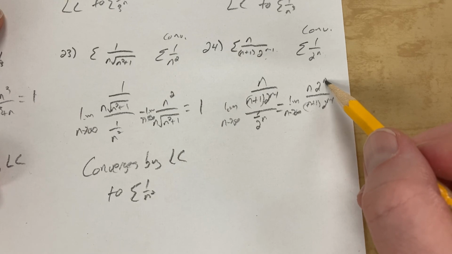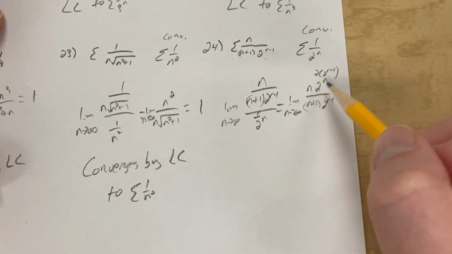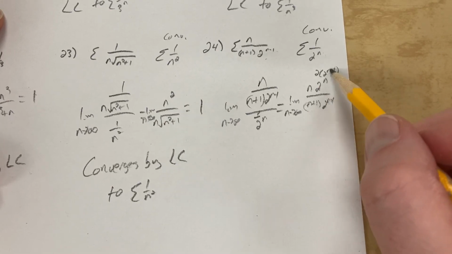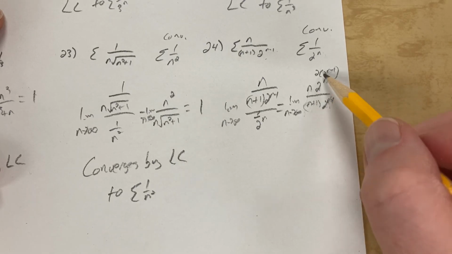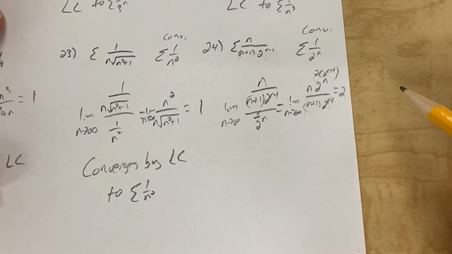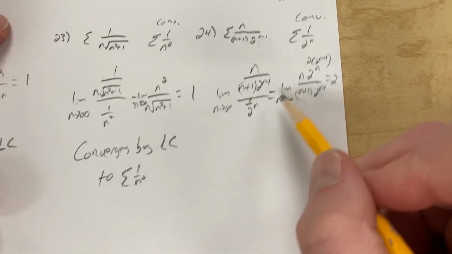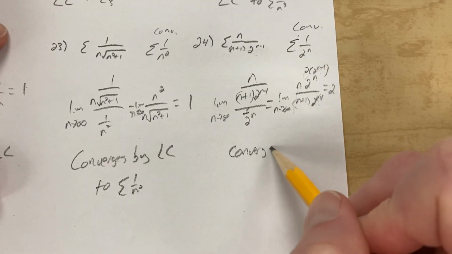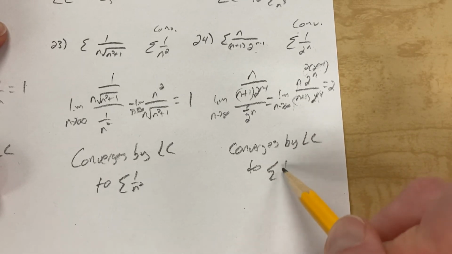This 2 to the n is really 2 times 2 to the n minus 1. If you pull a 2 out of there to get the exponents to match up, then those are going to kind of cancel out. And so these are going to neutralize. The only thing that you'd have left then would be a 2. Now, we got a number not 0 or infinity, so they're going to agree. Since this converges, so does ours. Converges by limit comparison to 1 over 2 to the n.